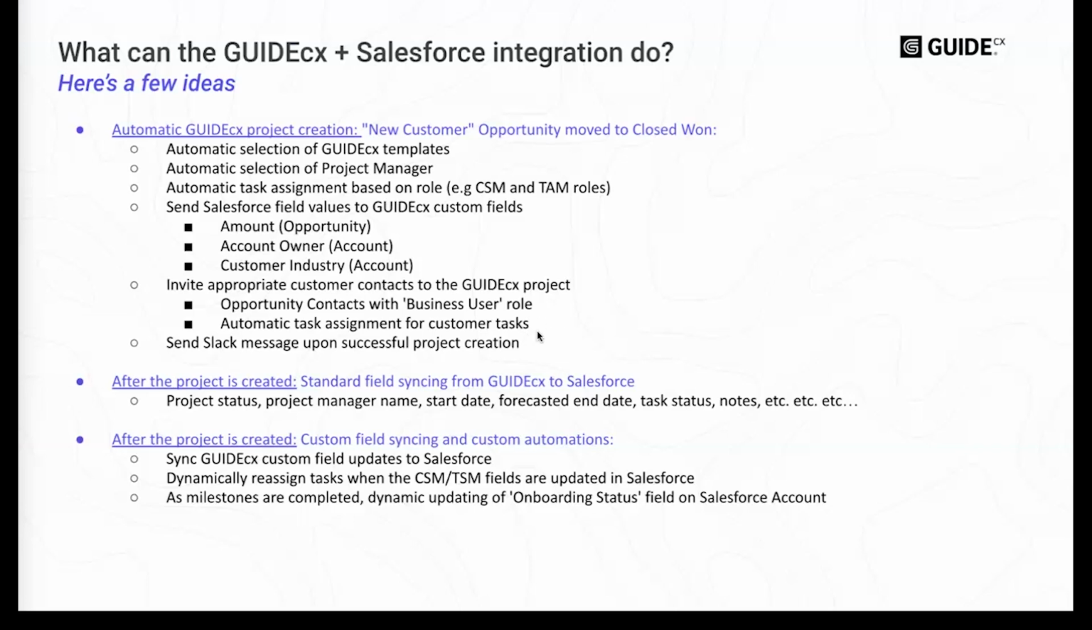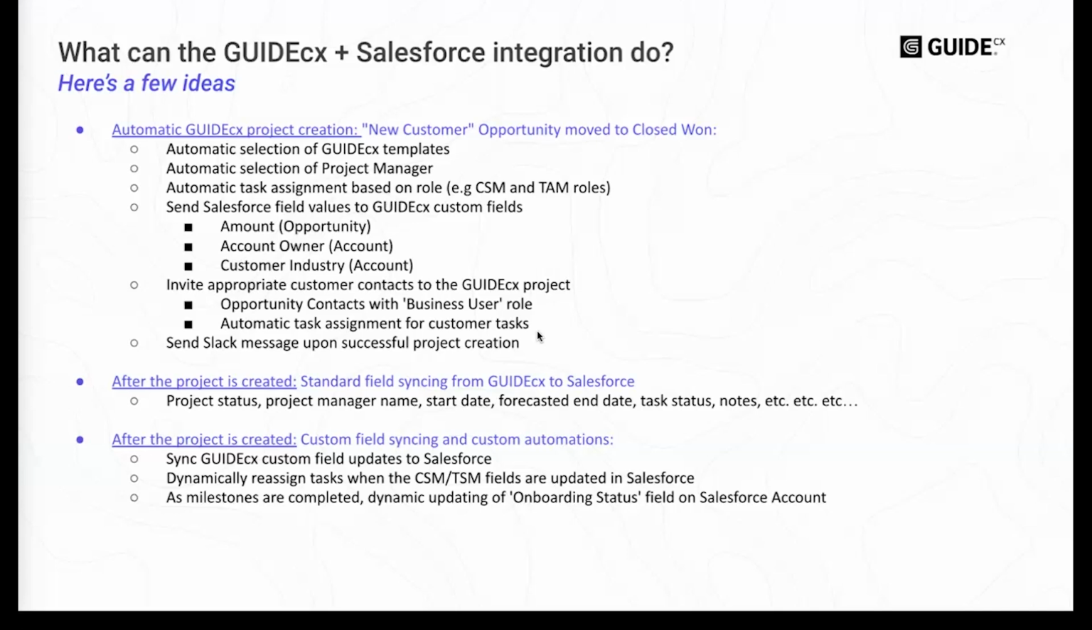Then, once we've invited a customer user to the project, we can automatically assign them all the customer tasks. And then it's great to have a way of notifying yourself and the team that a project's been created, so I'm going to show how you can do that with Slack. When the project's created, a message will go out to Slack notifying the internal team.